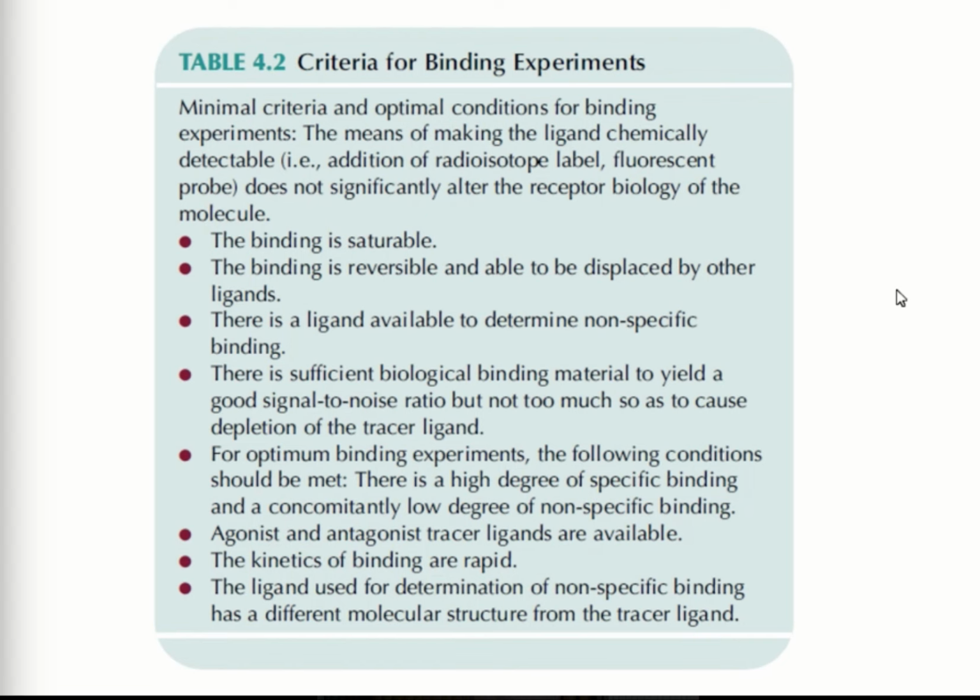Our last slide here is a list of criteria for effective binding experiments. I would know these by heart. I would expect to be tested on them. So there are a number of things here. Number one, the binding of our agonist has to be saturable. We can't have something that just binds, its amount of binding goes up infinitely.